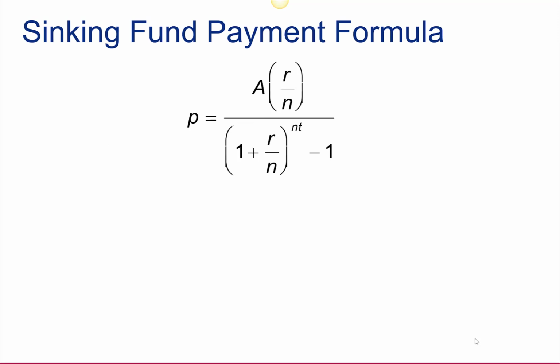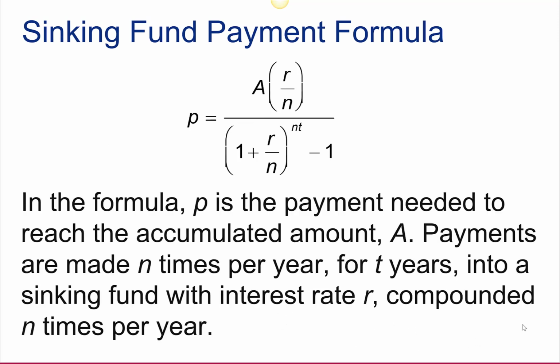And so it's the formula we saw before, just solved for a different variable. In this case, we solved it for the payments. So P is the payment needed to reach the accumulated amount A. Payments are made n times per year for T years with an interest rate of R.